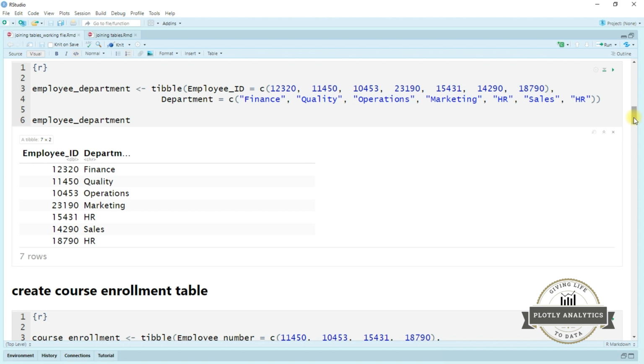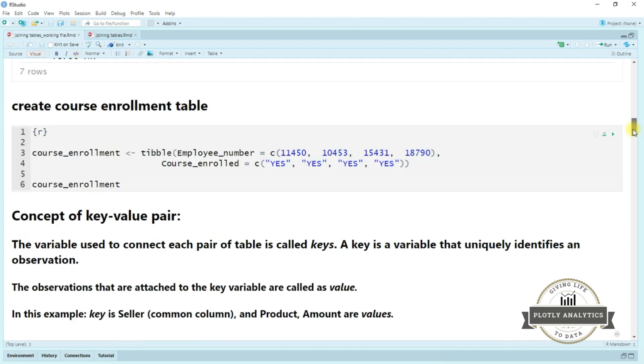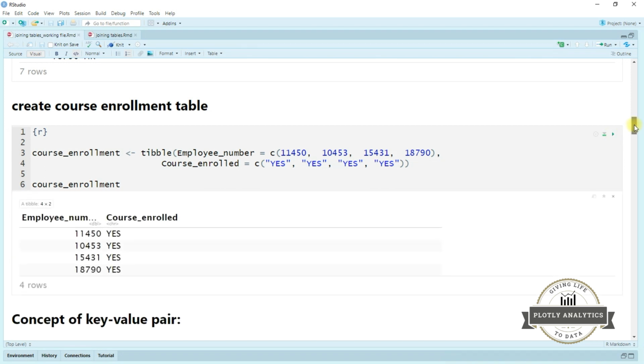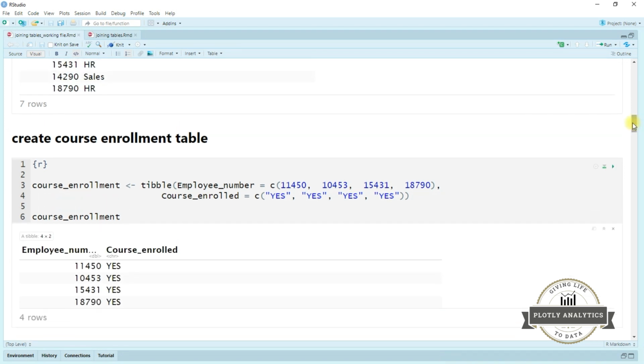And the third table is the course enrollment table. This small startup company has recently tied up with a local university, and it wants its employees to enroll into various management courses that are being offered by this university. So the table shows which employees are enrolled in the university programs. That's the third table that I have. With these 3 tables, let's understand how the mutating joins work.